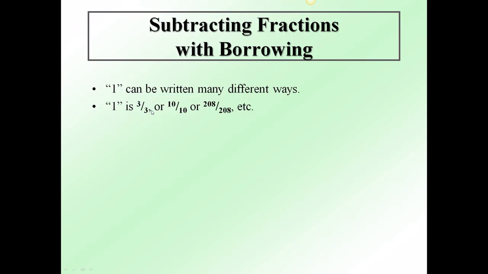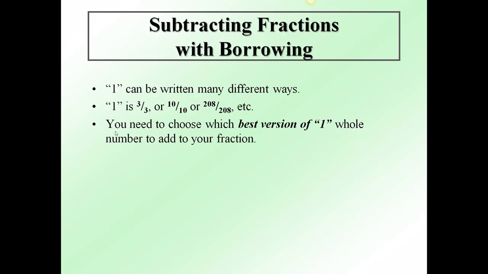We happen to call these, some of us math people, we call them FFOs. These are fancy forms of 1. Each one of these equal 1, but they're fancy because I didn't use that digit 1. Okay? Well, when you have to borrow to subtract fractions, you need to choose the best version of 1 whole to add to your fraction. So 3/3, I could cut the pie, if they were pie, into 3 slices. It would still be 1 whole pie, correct? I could cut it into 10 slices, and as long as no one eats any of them, it's still 1 whole pie. It just happens to have 10 out of 10 slices in it.